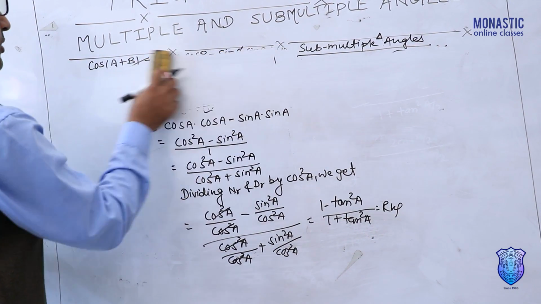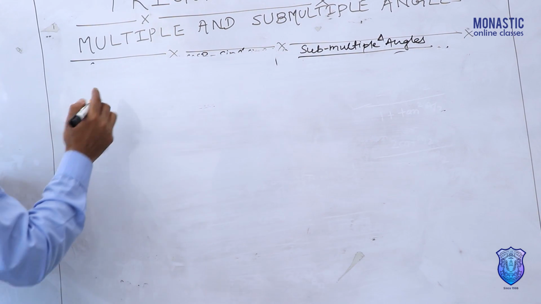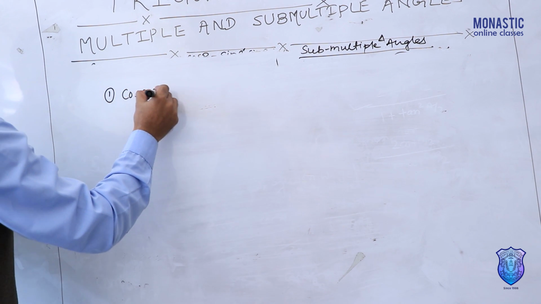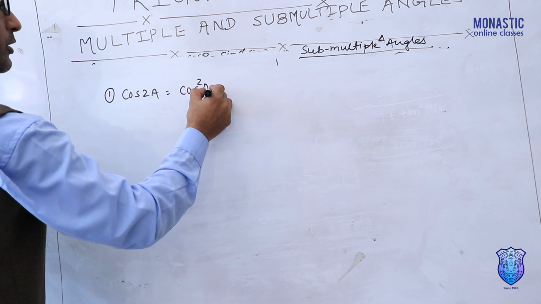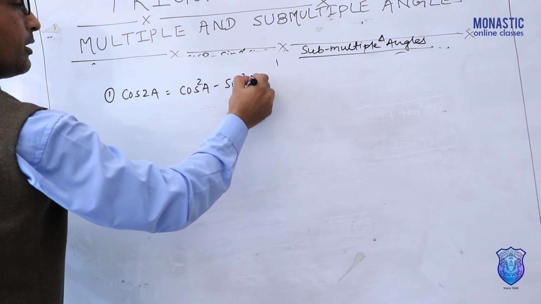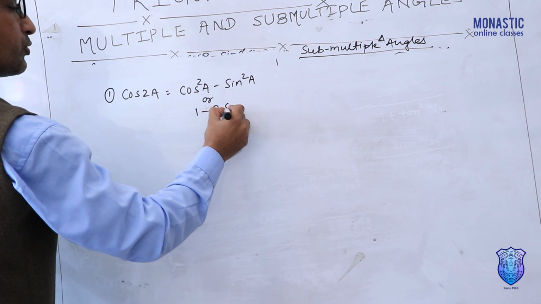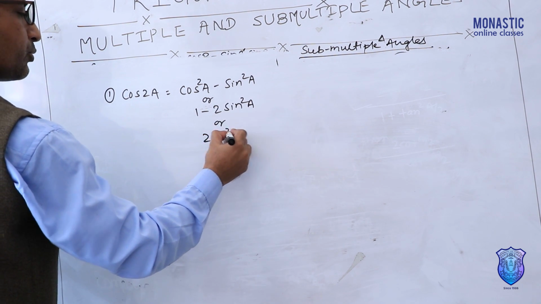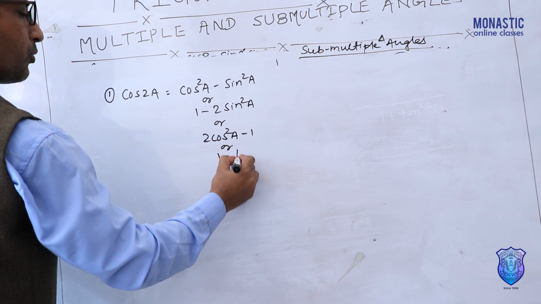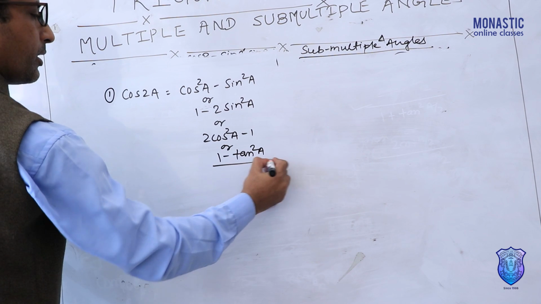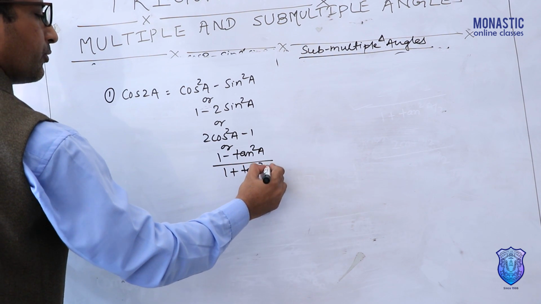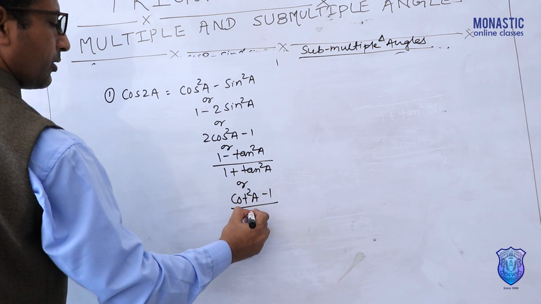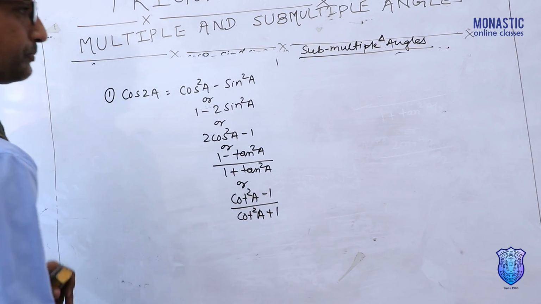And now what we have learned is 5 formulas of cos 2a. The first formula, cos squared a minus sine squared a. Second one, 1 minus 2 sine squared a. Third one, 2 cos squared a minus 1. Fourth one, (1 minus tan squared a) by (1 plus tan squared a). And fifth one, (cot squared a minus 1) by (cot squared a plus 1).